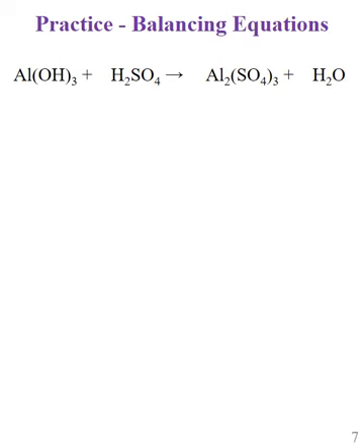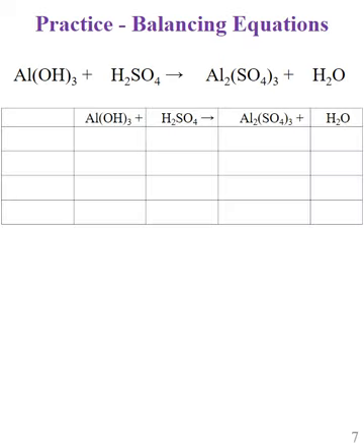Let's do a harder problem. Okay, so here's our table. We have our molecules already in there, but now we have to add our elements on the left side. The first element that I see is aluminum, so I'm just going to write aluminum here.